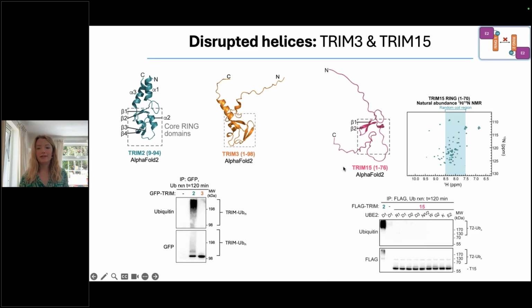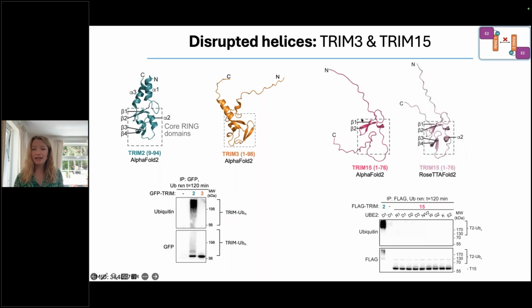To support this prediction, we didn't make crystal structures, but we could look at NMR to see how much of the protein was disordered. And although there was some supporting evidence that there was quite a lot of disorder in TRIM15, actually it suggests that there was probably a bit more order in the core of the ring domain than was suggested in the AlphaFold structure. So possibly it's closer to this RoseTTAFold 2 structure prediction.